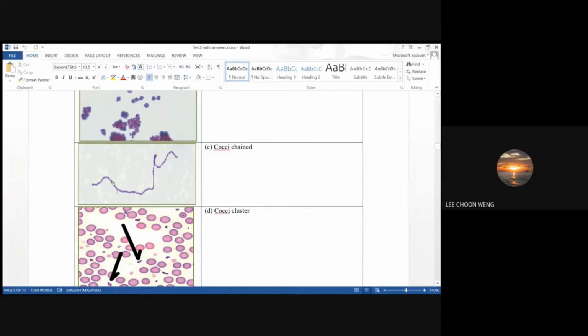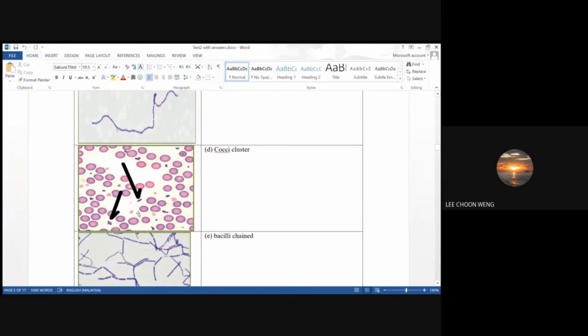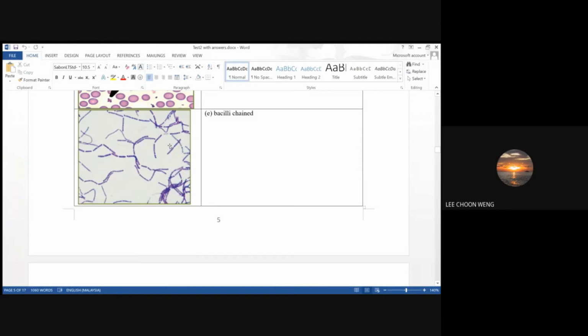So this is a cocci chain. If you remember, most typical is your streptococcus. Here is your coccus cluster. Then this is a bacilli chain. Okay. Most of the bacillus are in this form.